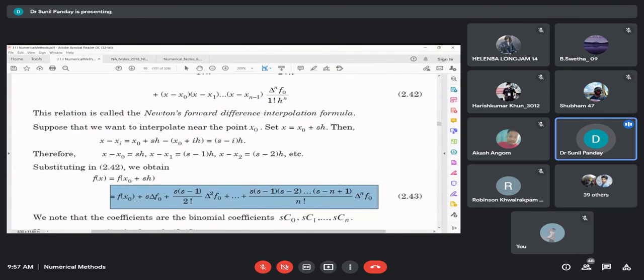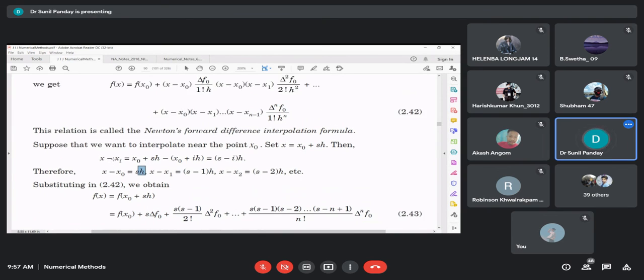So f of x naught plus s delta of f of x naught plus s into s minus 1. You can see now this h is not here, because x minus x naught is s into h, but 1h is already in this factor in the denominator. So when this h goes to the numerator, when we replace this x minus x naught by sh, the numerator h will cancel out this denominator h.